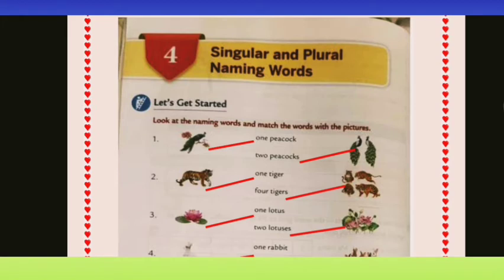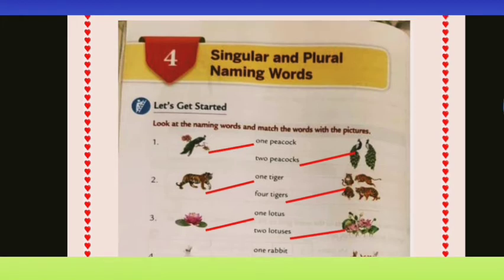Open chapter number 4 in your book, students. First it is written, look at the naming words and match the words with the pictures. Now you have to look at the naming words. You have to look at the picture also, then match it with the word.